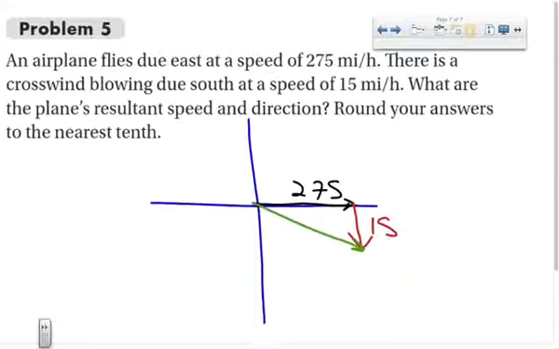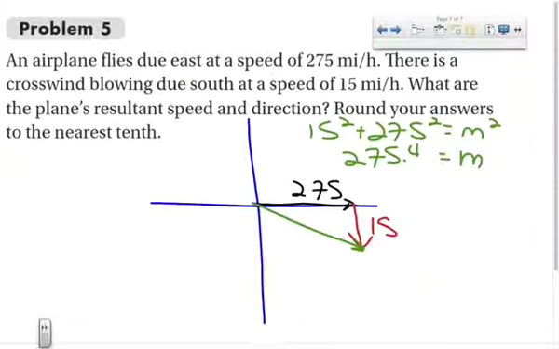Okay? So tell me again how we found that magnitude back in problem 3. Pythagorean theorem. 15 squared plus 275 squared equals my magnitude squared. And I have 275.4. Can someone confirm that you did the calculations and got the same thing I did? Yes, okay. So that is the plane's resultant speed.